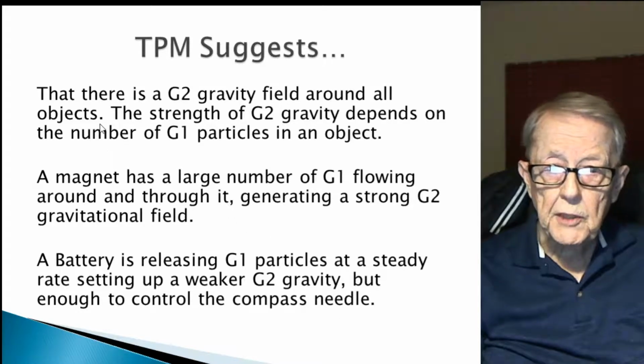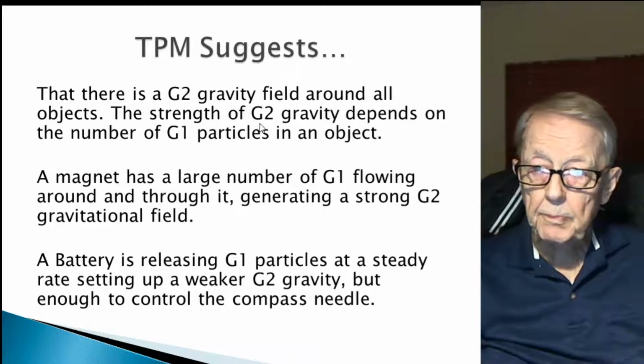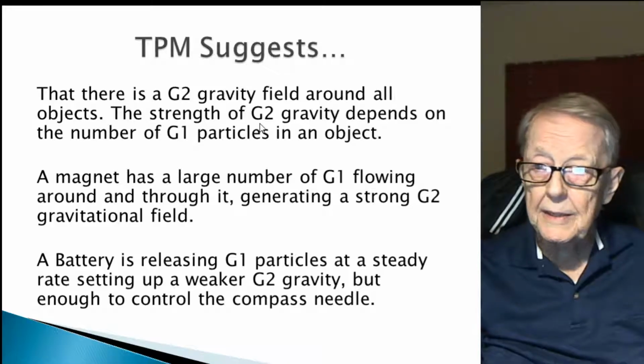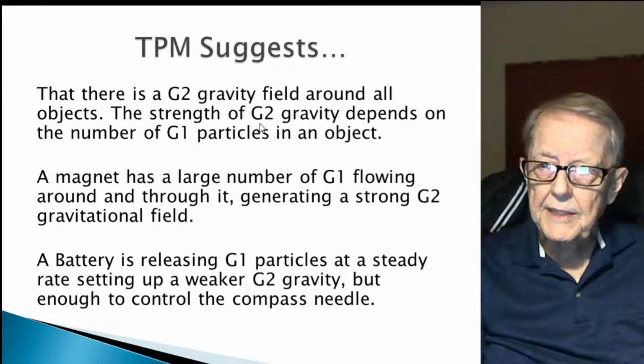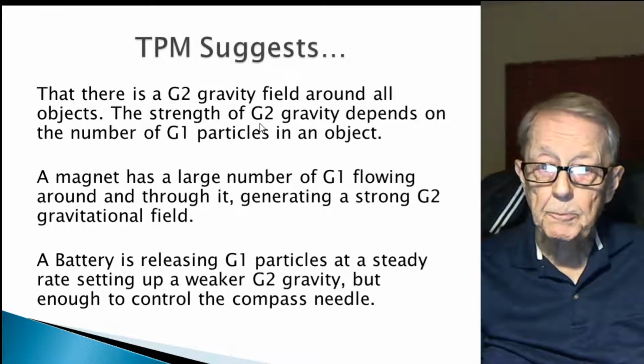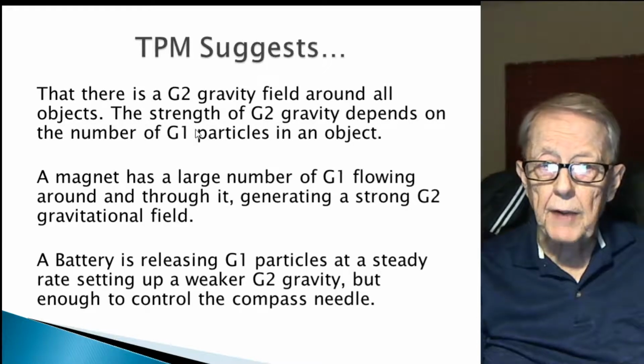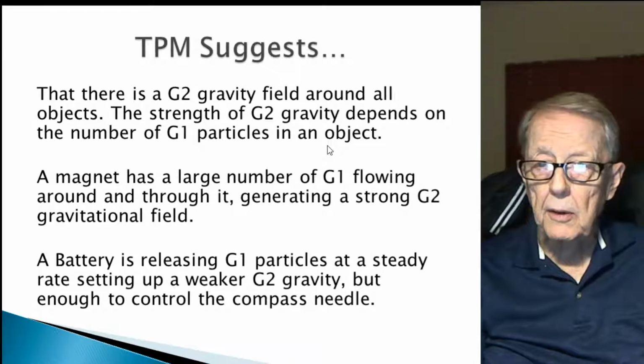The TPM suggests that there is a G2 gravity field around all objects, around the Earth, around us. You can even, sometimes, detect magnetic fields around our own body.